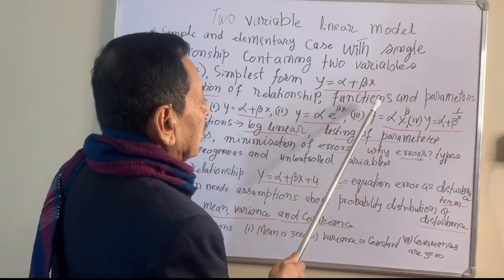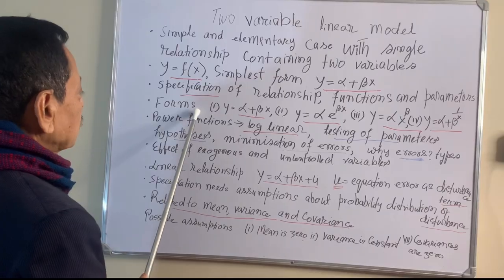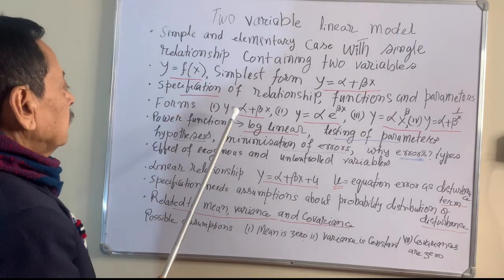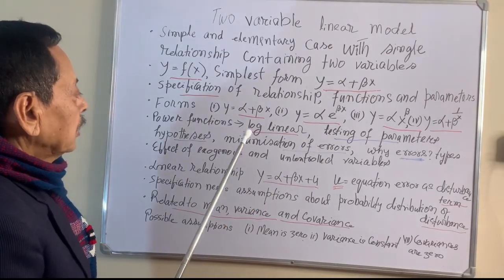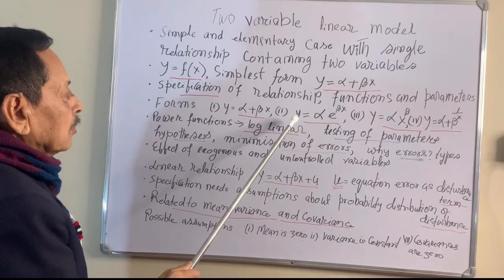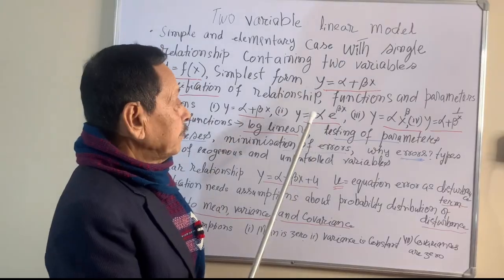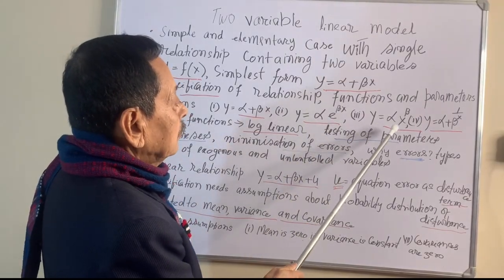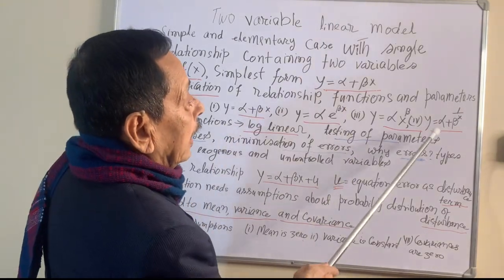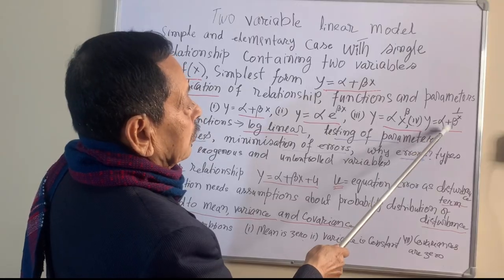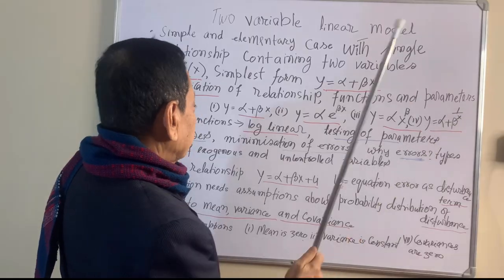Now, relationships and functions and parameters. What are the different forms? One very common form is y is equal to alpha plus beta x, which we have already talked about. And second is y is equal to alpha e to the power beta x, exponential. And third is y is equal to alpha x to the power beta, that is the power form, and y is equal to alpha plus beta to the power x.